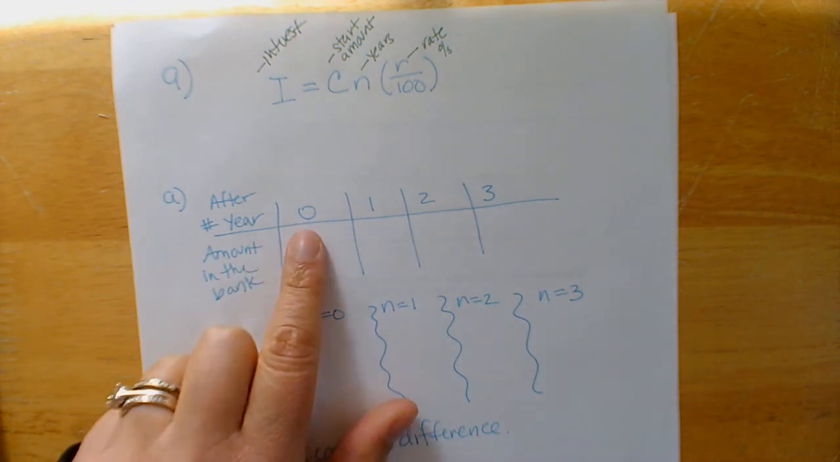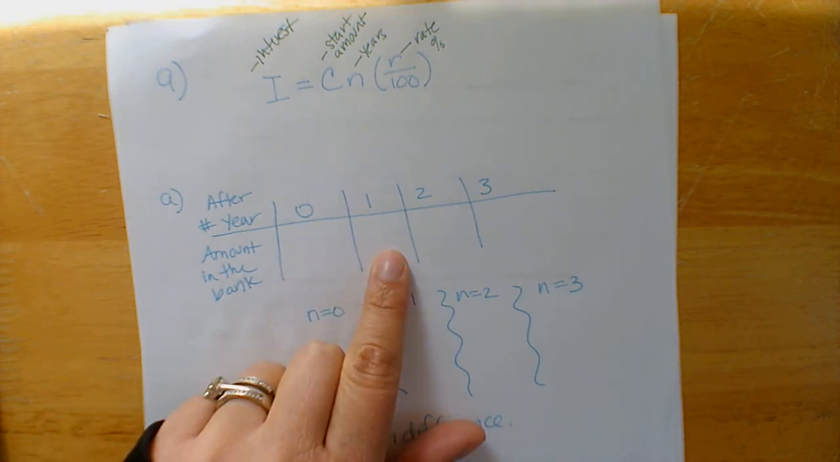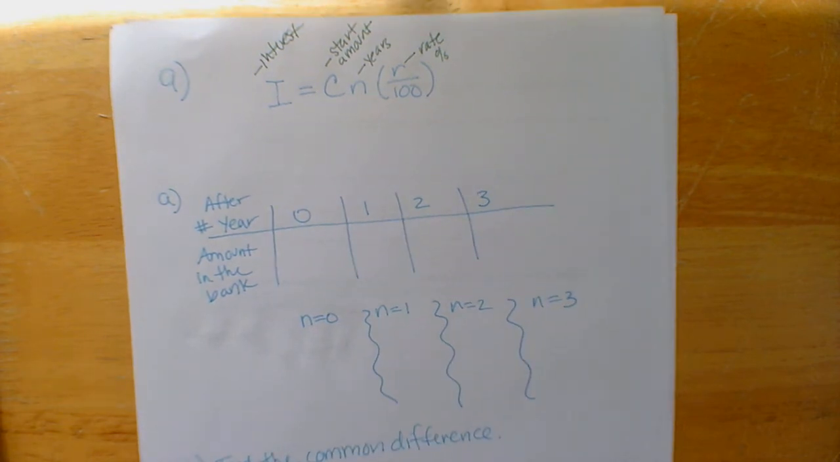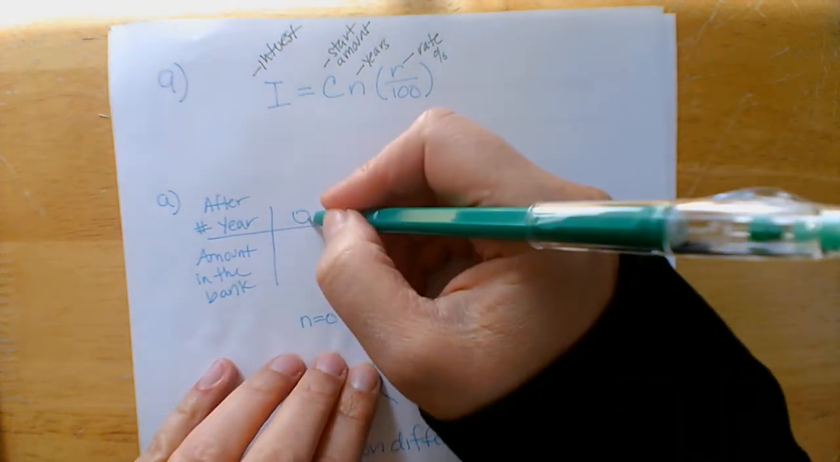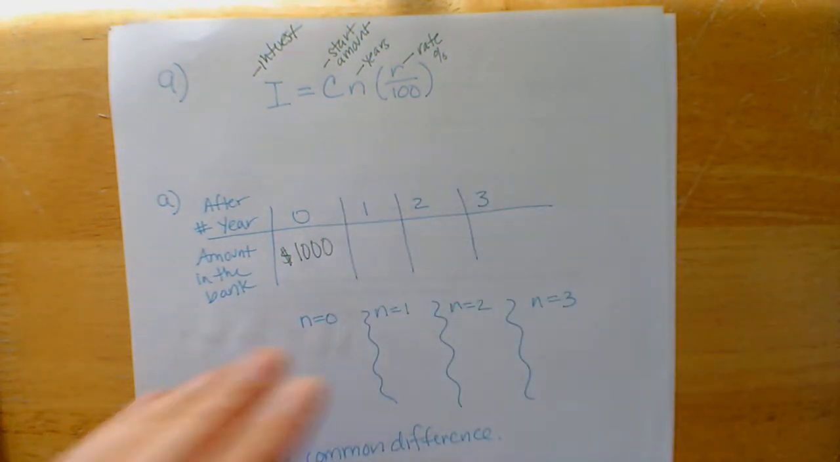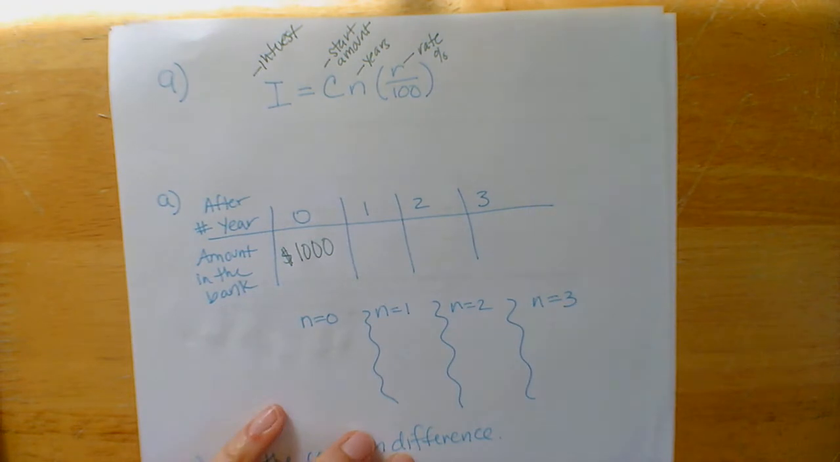So now what we have to do is find for each year. After year 0, how much will he have in the bank? After year 1, how much will he have? After year 2, how much will he have? And after year 3, how much will he have? So these are individual spots. After year 0, that is just his start amount, and that's $1,000. So that's where we're starting from.